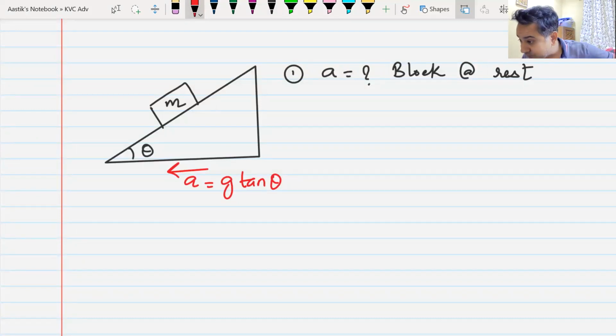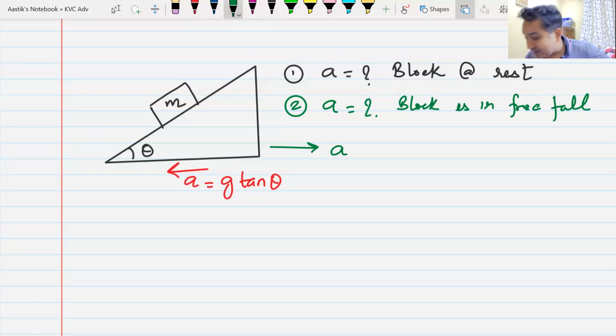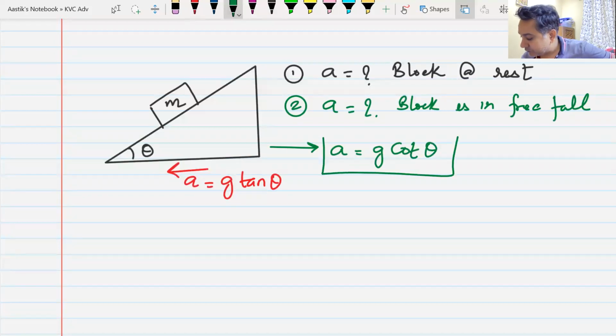Second question they may ask is, what should be the value of this acceleration so this block is in free fall? The block is freely falling. In that case, this acceleration should be in this direction and the value will be equal to g cot theta. Remember these two things.